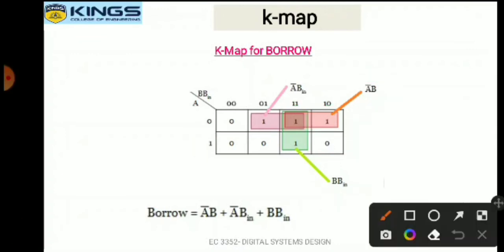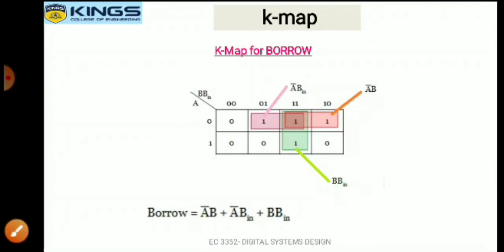Similarly, last one, this green color grouping, horizontally இதுக்கு பார்த்தீங்க அப்படின்னா 0வும் 1ம் cancel ஆயிரும். vertically பார்த்தீங்கன்னா B B in. So B B in is the answer. So the final expression will be A bar B in plus A bar B plus B B in. Okay, so we have obtained the simplified expression for difference and borrow.